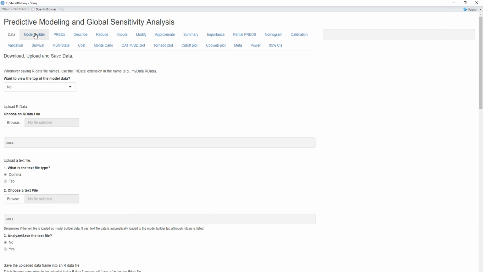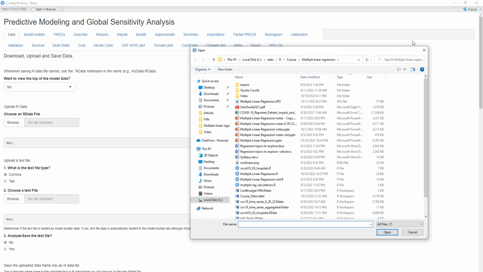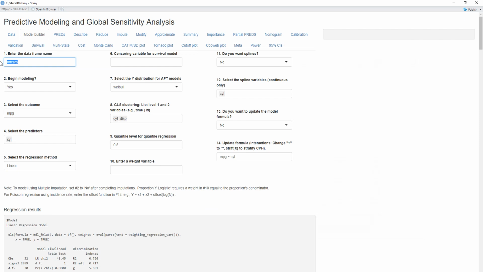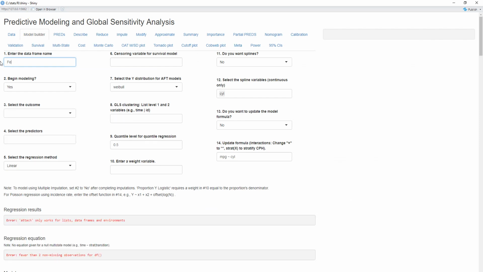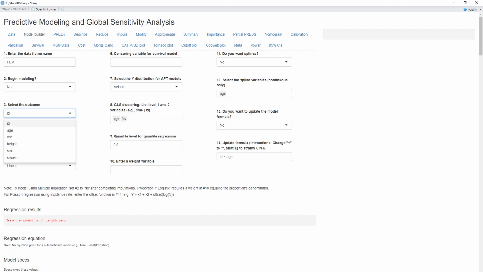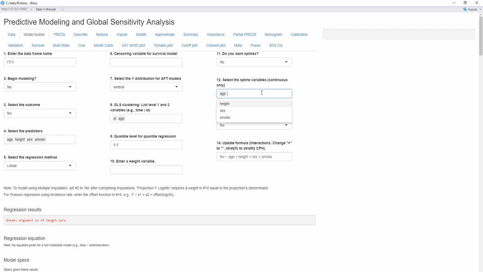So on this tab, I can upload the data. I've done that already, but then I can go to number 1 in the Model Builder tab, enter in the data set, switch that to no. For number 3, I'm going to put in my outcome. I'm going to put in my predictors: age, height, sex, smoke. I'm going to add my nonlinear terms, height and age. Turn that to yes. A lot of the defaults in my Shiny app you can just keep, and just a few things you would need to change.